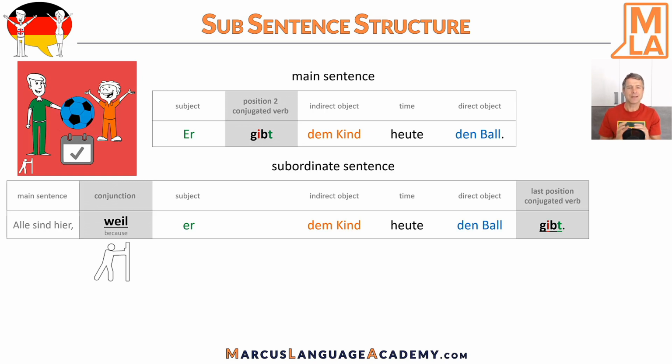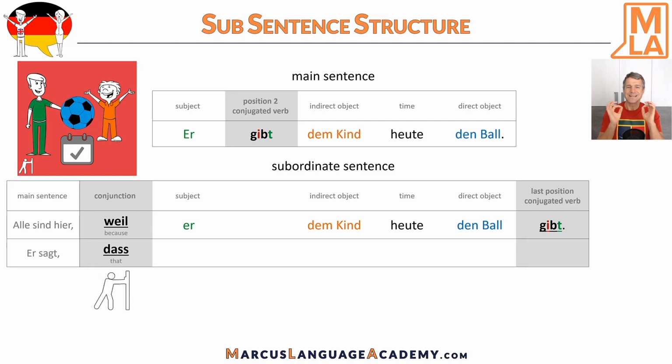Let's look at another conjunction. Dass, with two S, means that. And here too, the verb is at the end. Sagt, dass dem Kind heute den Ball gibt. Literally, he says that he, the kid, today the ball gives.